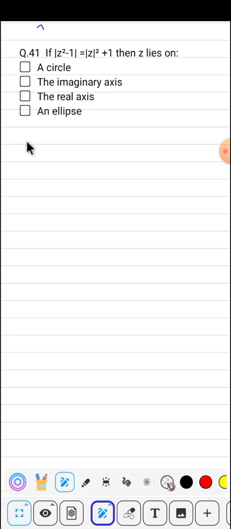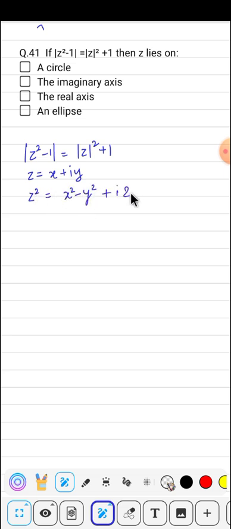Now, we are given |z² - 1| = |z² + 1|. We know in complex analysis z = x + iy, so z² must be x² - y² + i2xy. Now, the mod of z is the square root of x² + y², and |z|² will be x² + y².